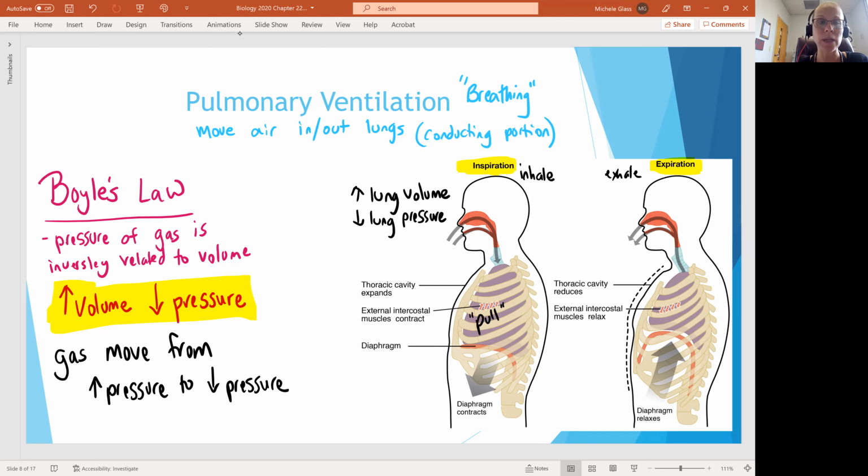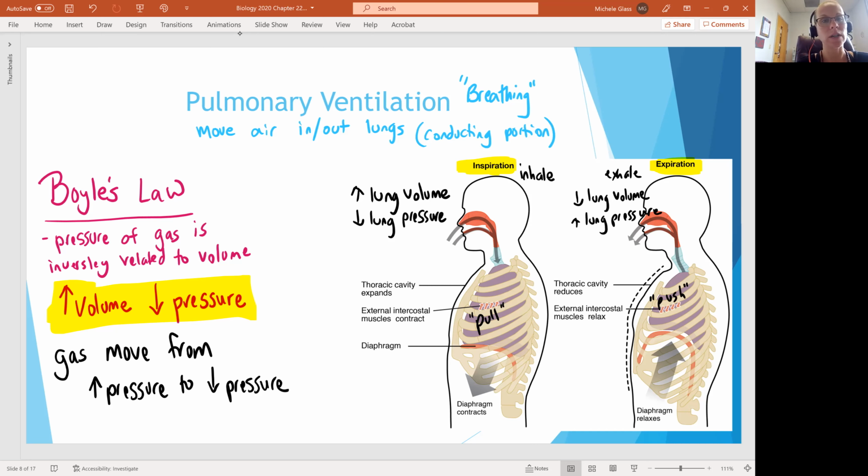And the reverse of this is happening in expiration or the exhale. So in the exhale, you're going to decrease your lung volume. And we know based on Boyle's Law that if we decrease the volume, we're increasing the lung pressure or the intrapulmonary pressure. And then we know that gases go from a high pressure to a low pressure. So when we decrease the volume of our lungs, we increase the pressure, and I'm going to write the word "push" in quotation marks here. We're basically pushing the air out.